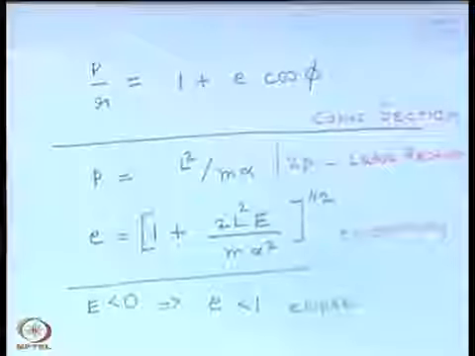So, for a given angular momentum, if the particle has the minimum possible energy, you have a circular orbit. If you give it more energy, the orbit is going to get more and more elliptical. So, for a fixed angular momentum, if you increase the energy of the particle, the orbit is going to get more and more elliptical.